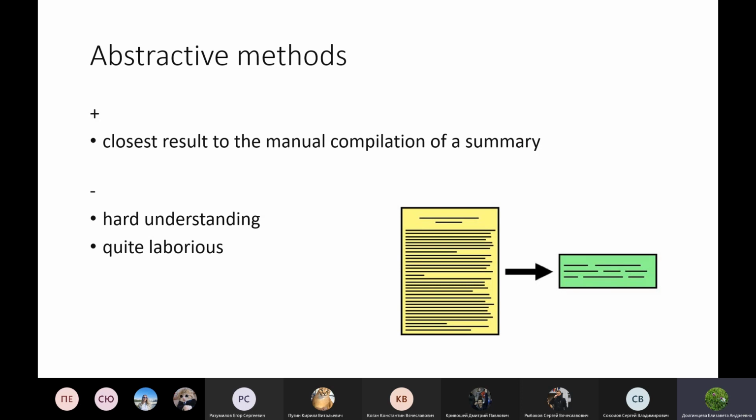The advantage of the abstractive approach is that a well-implemented algorithm is able to produce a result that is closest to the manual compilation of a summary. The disadvantages may be that some of the theoretical ideas of the algorithm can be difficult to understand, and it is also quite laborious, because some initial data is needed to train the model. For example, existing headings if we want to summarize the text.